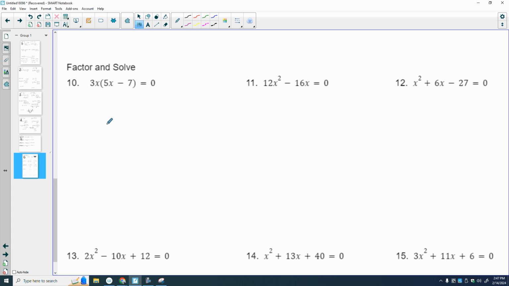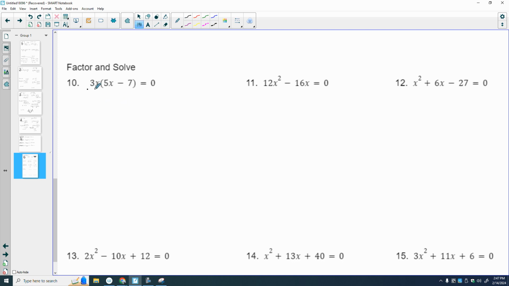Question 10. Factor and solve. So now we're going back to 7.1. How do I solve when two things are multiplied together to get 0? The only way two things will multiply together to give me 0 is if one of them is 0. Hopefully you see that this is one term and this is a second term. The only way to get 0 is if one of them is 0. Which one? Either one. So that's why we have two answers.